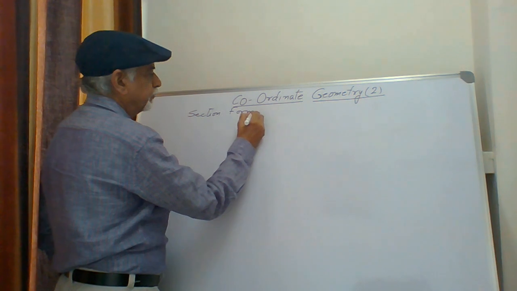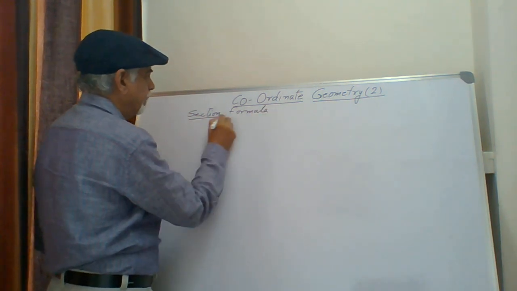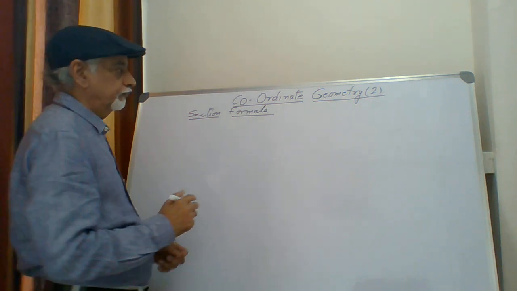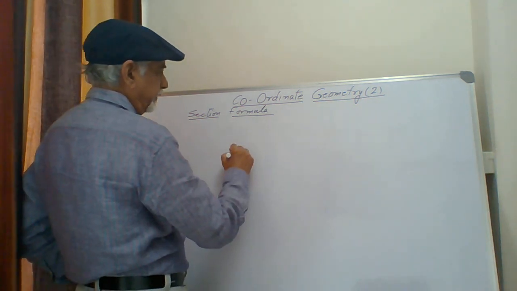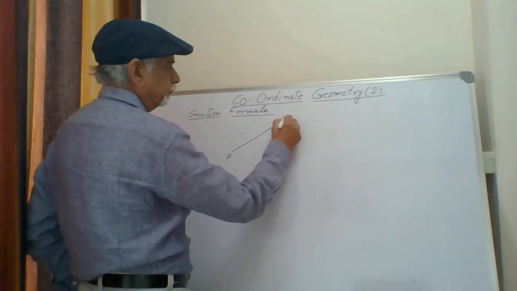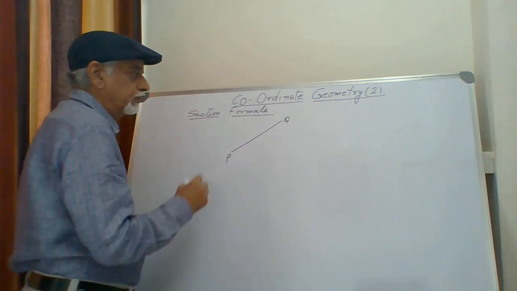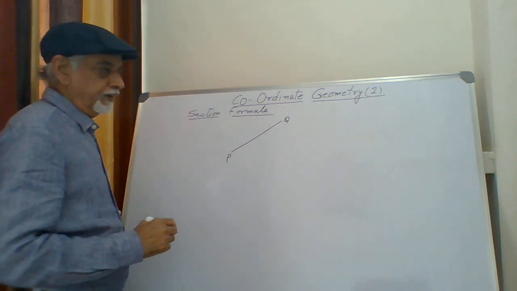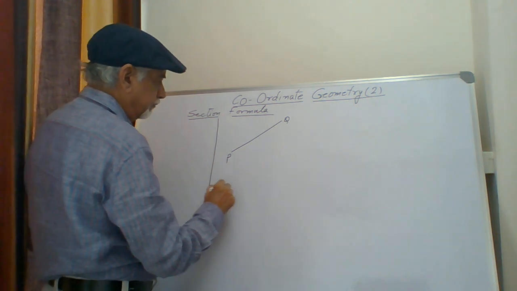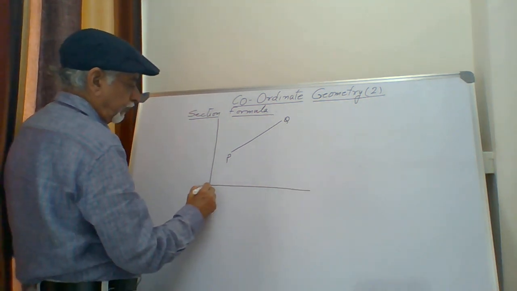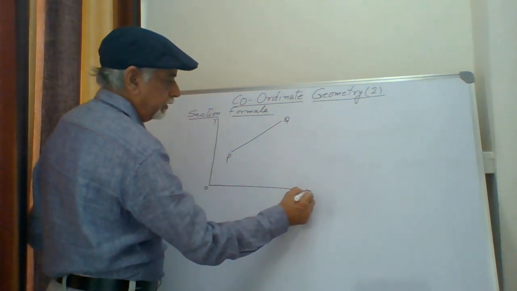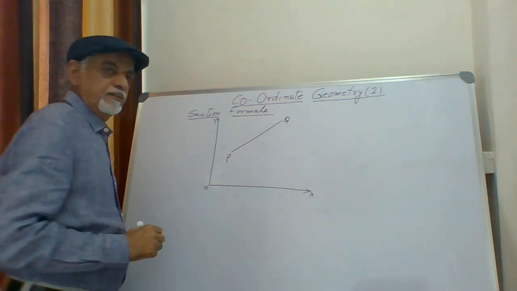By section formula we mean, if a line segment is given, suppose we have a line segment here, say from P to Q. PQ is a line segment, right, with reference to the axes OX and OY, which are called the x-axis and the y-axis.